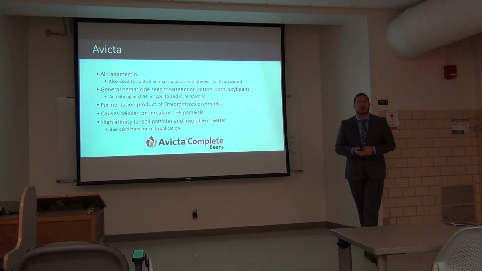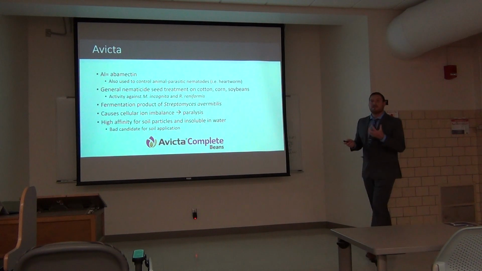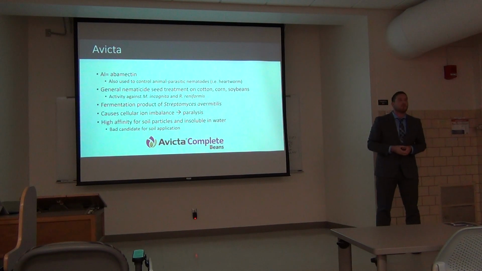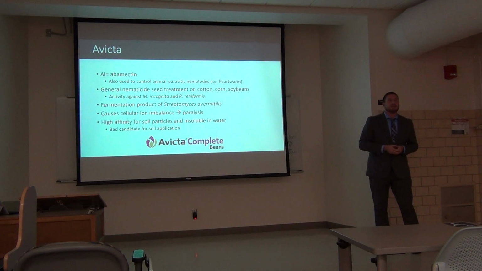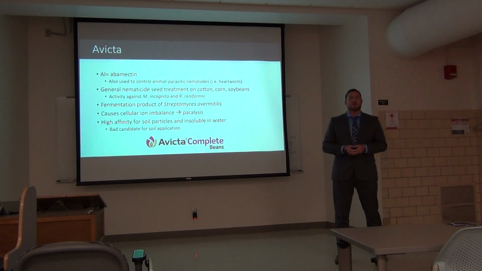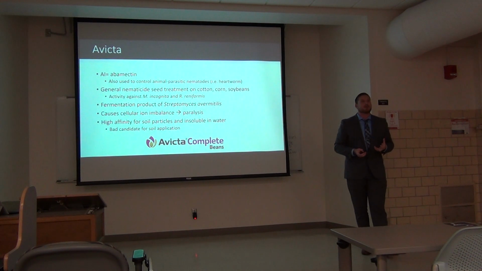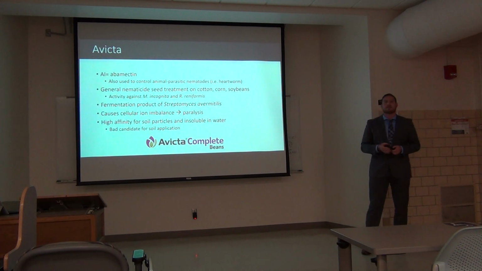So Evicta, with its active ingredient abamectin, is an old chemistry. It's also used to control animal parasitic nematodes like heartworm in dogs. It's a general nematicide seed treatment used on corn, cotton, and soybeans with effectiveness against root knot nematode and reniform nematode. It's the fermentation product of a soil bacteria, Streptomyces avermitilis, and it causes a cellular ion imbalance leading to paralysis in the affected nematodes. It's used as a seed treatment because it has a high affinity for soil particles and organic matter and is fairly insoluble in water.